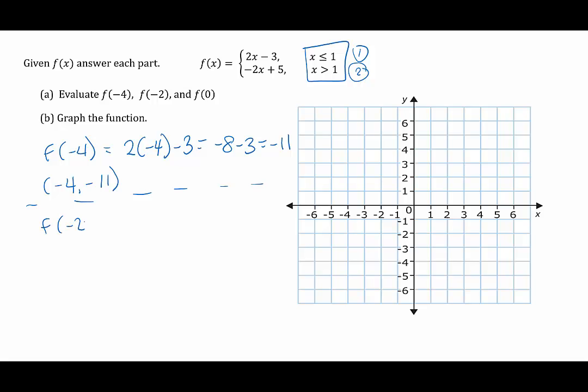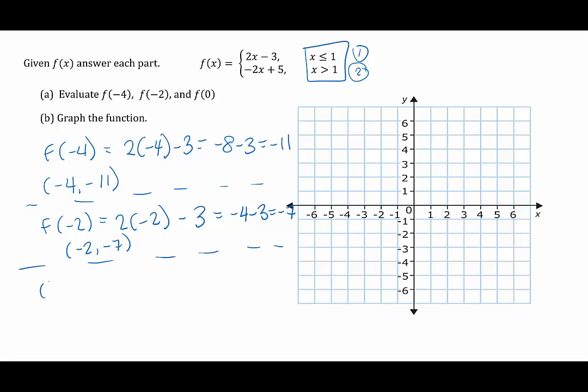f of -2. So f of -2, which one does -2 belong to? It belongs to the top piece, right? -2 is less than or equal to 1, so we plug it into the top piece. That's going to be 2 times -2 minus 3, that's -4 minus 3, which is -7. So this is the ordered pair -2, -7.